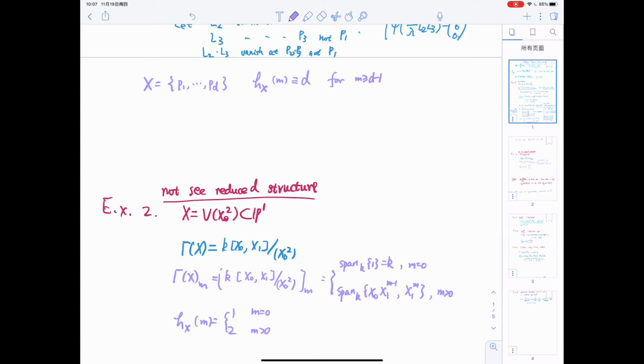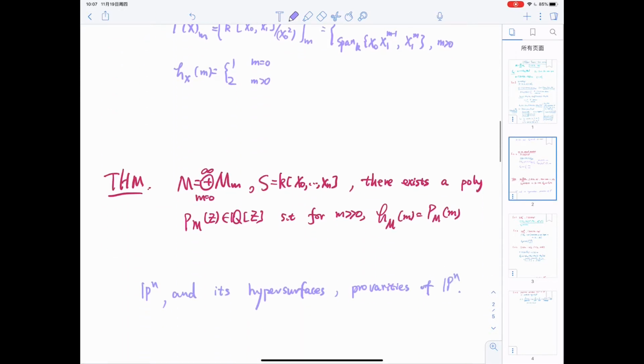In the above cases, we have seen that the Hilbert function eventually stabilizes to a constant function. In general, the Hilbert function will stabilize to a polynomial. This leads to the definition of the Hilbert polynomial, and it is due to the next theorem. Let M be a finitely generated graded module over S. Then there exists a polynomial P_M in Q[z] with rational coefficients, and for m large enough, the Hilbert function will coincide with the polynomial P_M.